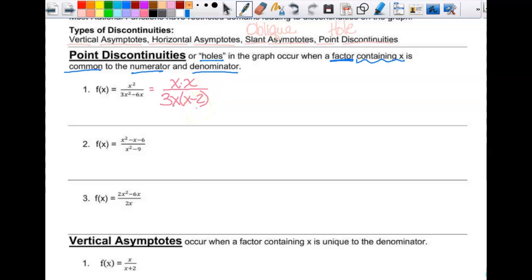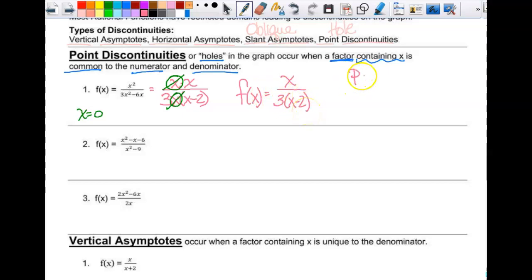Okay. So a factor that is common to the numerator and denominator would be one of those x's, right? So whatever the factor is, you set it equal to zero to find the zero. So x equals zero is just x equals zero. And I'm going to cancel that out. My reduced function is x over 3 times x minus 2.